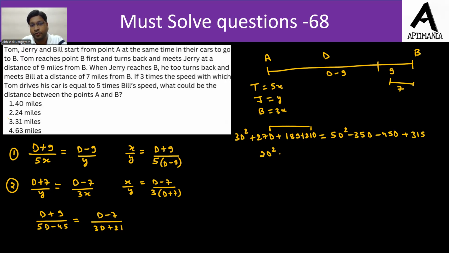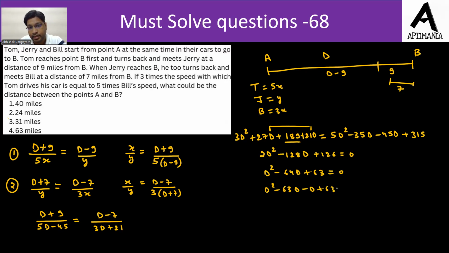And that will be of a negative sign, minus 128D, and solving this 315 minus 189, so that will be 126. And this must be equal to 0, right? Dividing the whole equation by 2, we have D square minus 64D plus 63 equal to 0, and simplifying it, we will have D square minus 63D minus D plus 63 equal to 0. So (D minus 63)(D minus 1). So D is either 1 or 63.